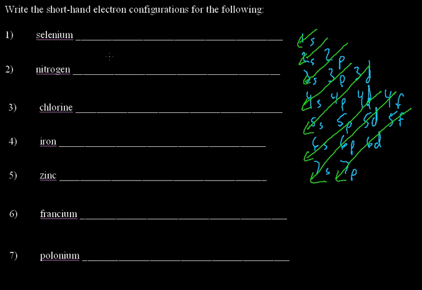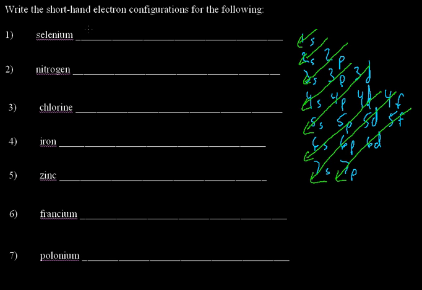Alright, for this last section, we're going to do the shorthand electron configuration. No need for the orbital diagrams, no need for the boxes or circles or lines. Here we're just going to base the first bits of the electron configuration for each of these elements on the noble gas that's closest to, but not larger than, each of these.